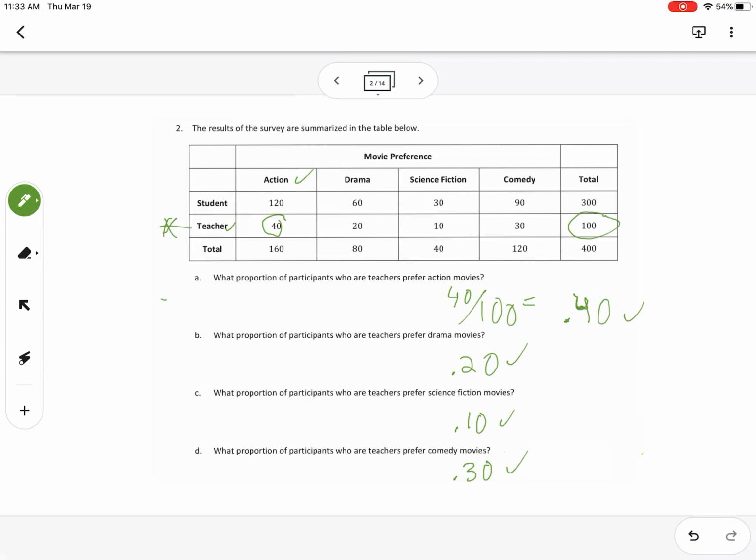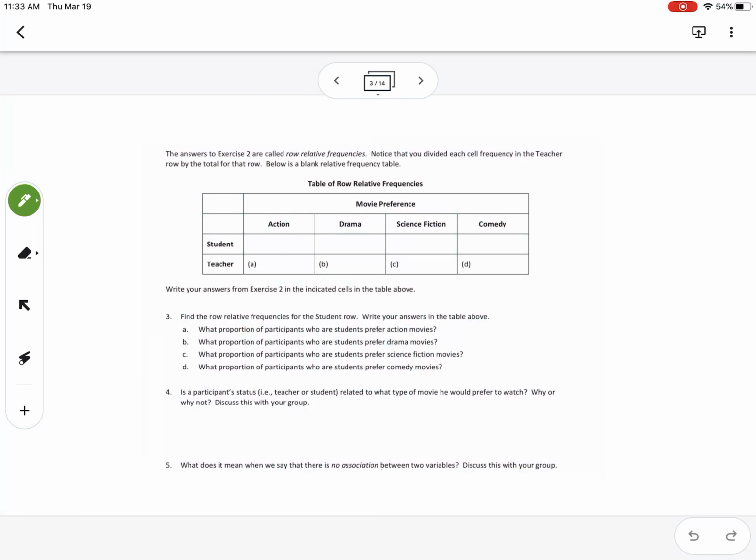What we're going to do is take these answers and fill them in on the next table on the next page. So here we have 0.4, there we've got 0.2, 0.10, and finally 0.3. Then what you're asked to do for question 3 is do the frequencies for students. So I'm going to ask you to go to the previous screen, maybe take a screenshot, write it down as a table, and find the frequencies for the students. Go ahead and pause the video, and come back when you're done.